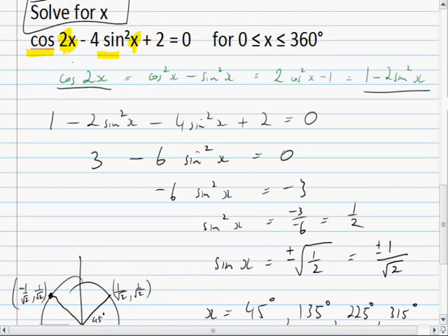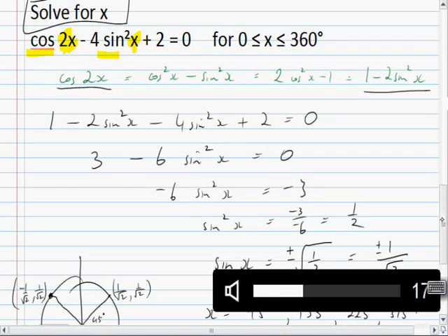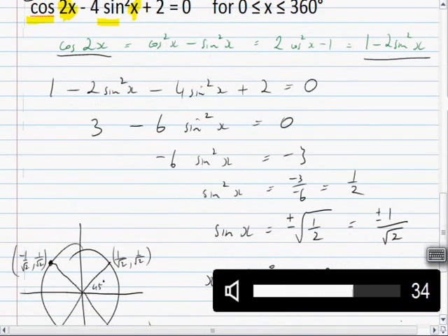You could pop them back in and see if they work. We can do 45 really quick. Cos of 2 times 45 is 90, cos of 90 is 0. Sine of 45 is 1 over square root of 2. So, yep, square that, you get a half. Minus 4 times half is minus 2, minus 2 plus 2 is 0. Hey, it works. So I know I've got at least one right answer, and I'm done.